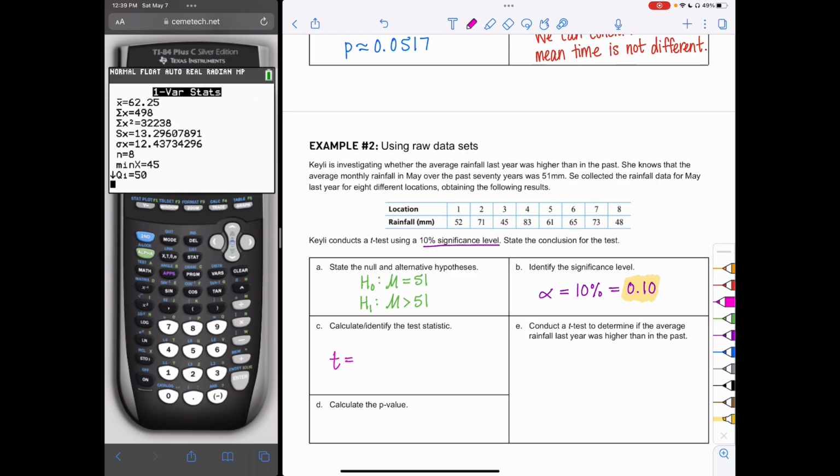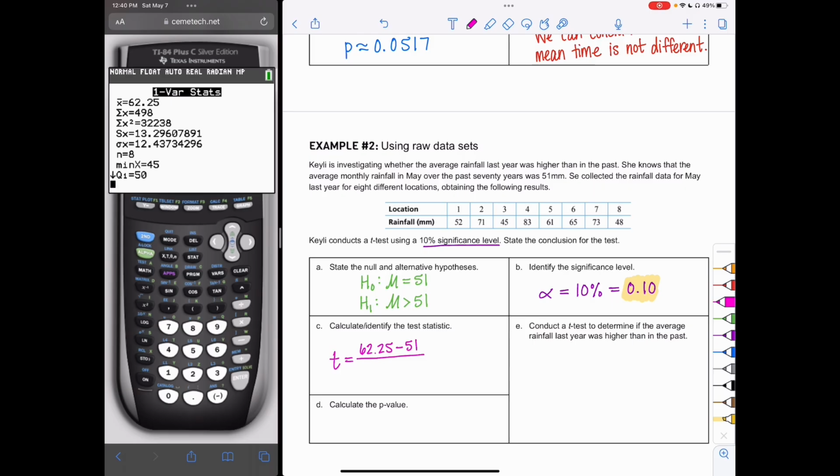So I see that my sample mean is going to be 62.25, and we're going to subtract our population mean, which is 51, and then we're going to divide it by the sample standard deviation. So now, as you can see here, we're going to use the Sx because we can find it. Remember, in the last example, we used the sigma X because we didn't have a sample standard deviation. So it was like our default. We had no choice but to use it.